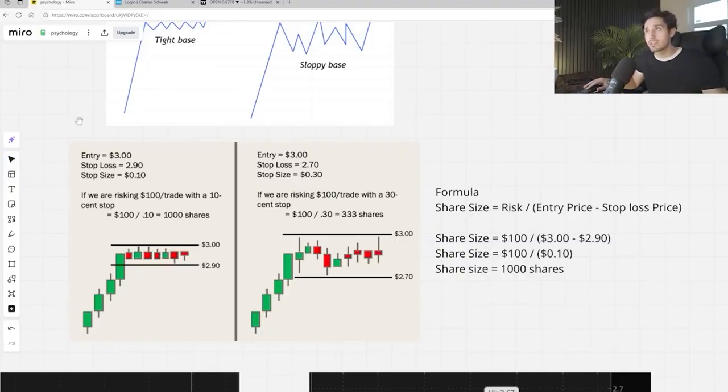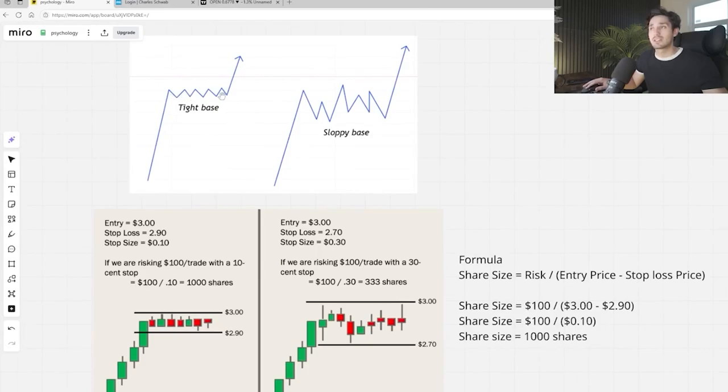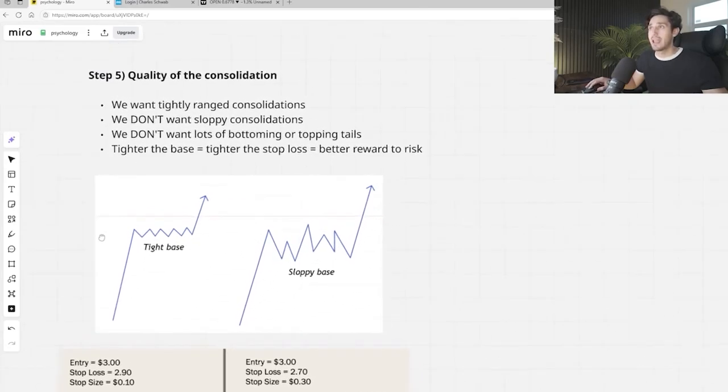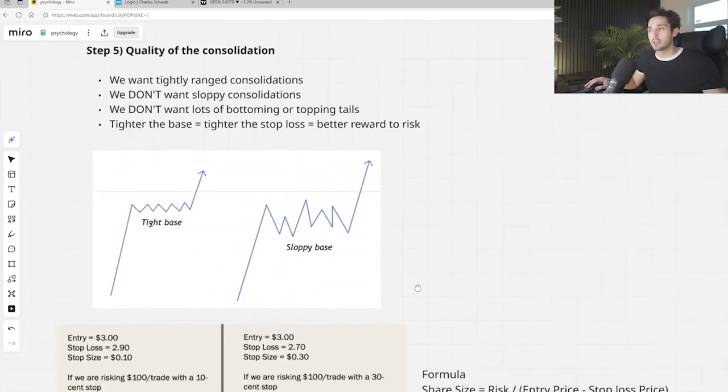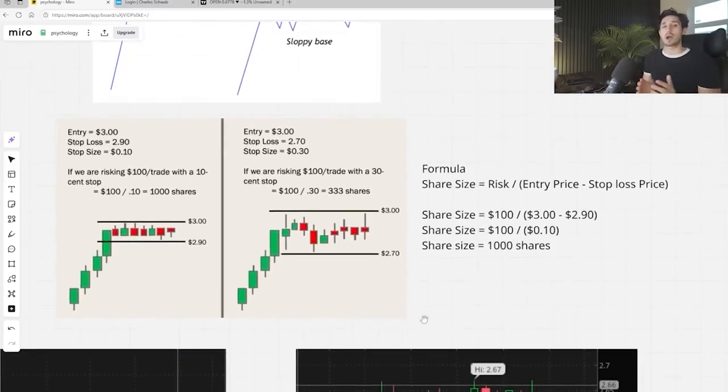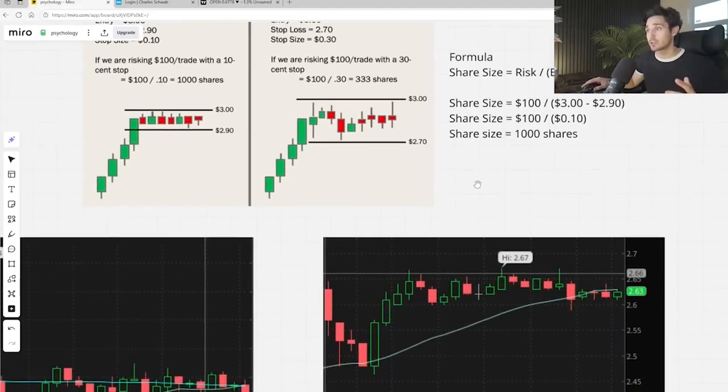And the reason you have a tighter stop is because you have a tighter consolidation. You don't have a sloppy consolidation like you do here. This is why we want tight ranges, tight breakouts, versus crazy and sloppy breakouts like this. And overall, when you have a tighter range, tighter consolidation, you end up getting way better continuation on that setup as well. So that's also really important.